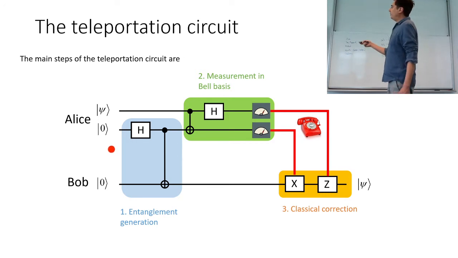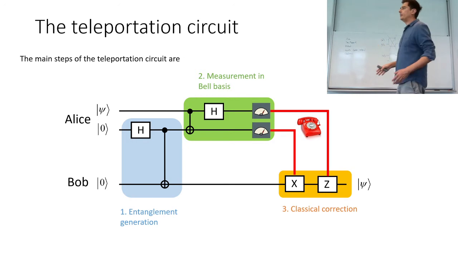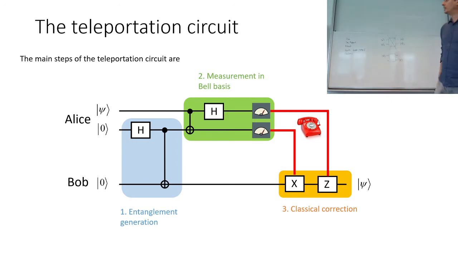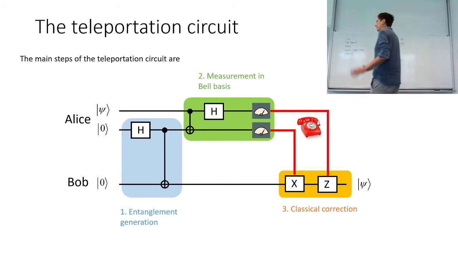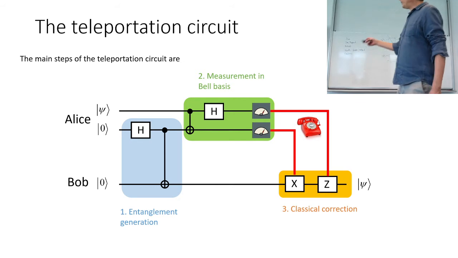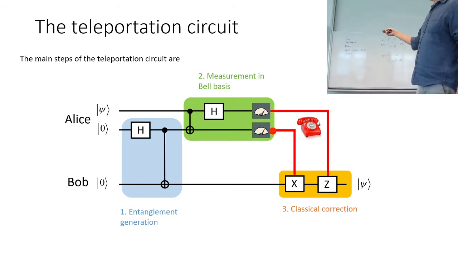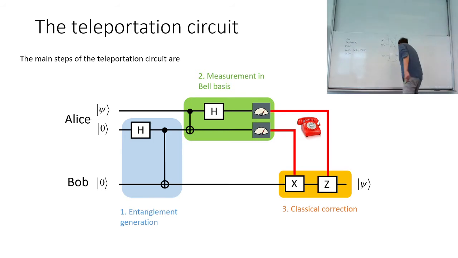So another way to think of this, and sometimes people even write this in the circuit, is that instead of saying I start with both states in 0, I could start with my state and then an entangled pair of qubits. That could be your initial state. Basically the same thing.